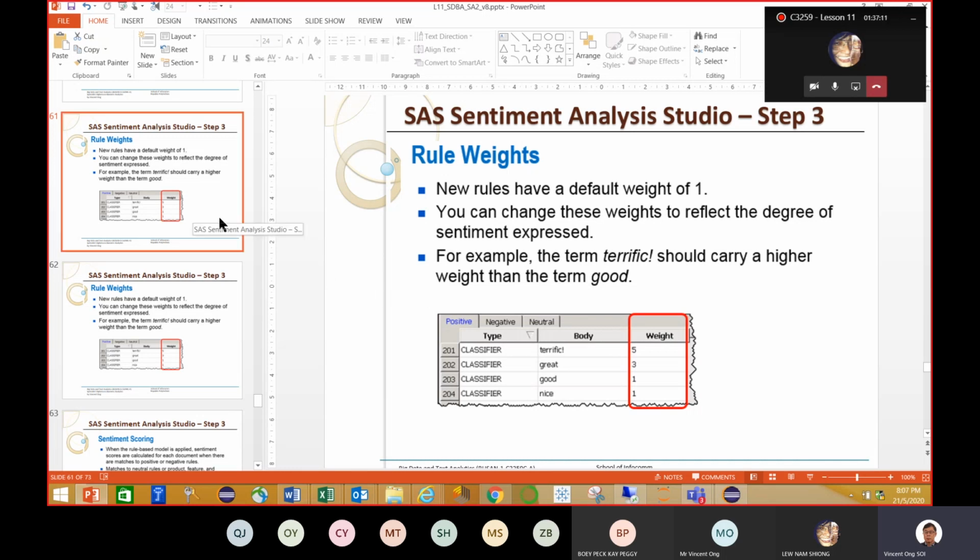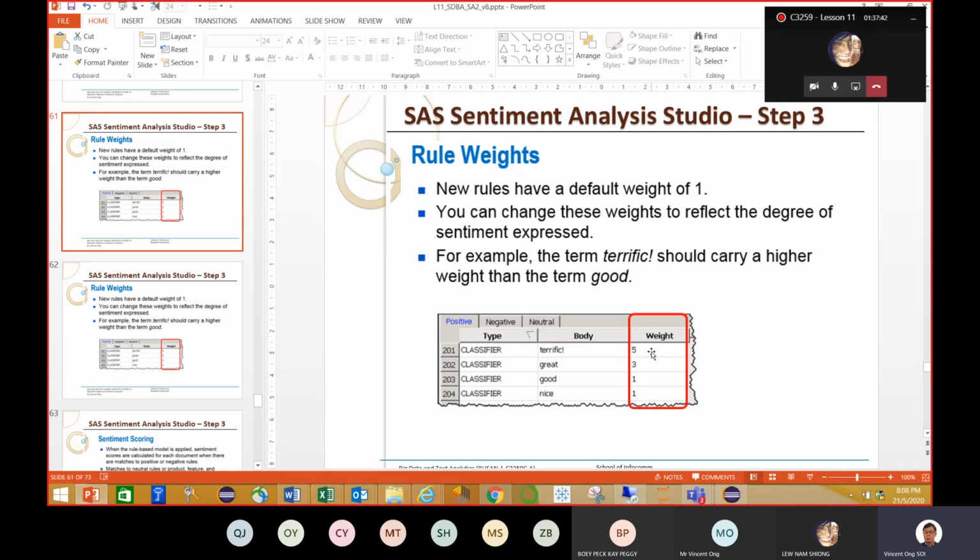So the rule weights: every rule carries a weight. That means the weight defines the significance of that rule. By default, the weight is 1. I think the classifier rules are probably the simplest. So for example, in this case, the word terrific with an exclamation mark is defined as a very significant word. That's why it's given a weightage of 5, right?